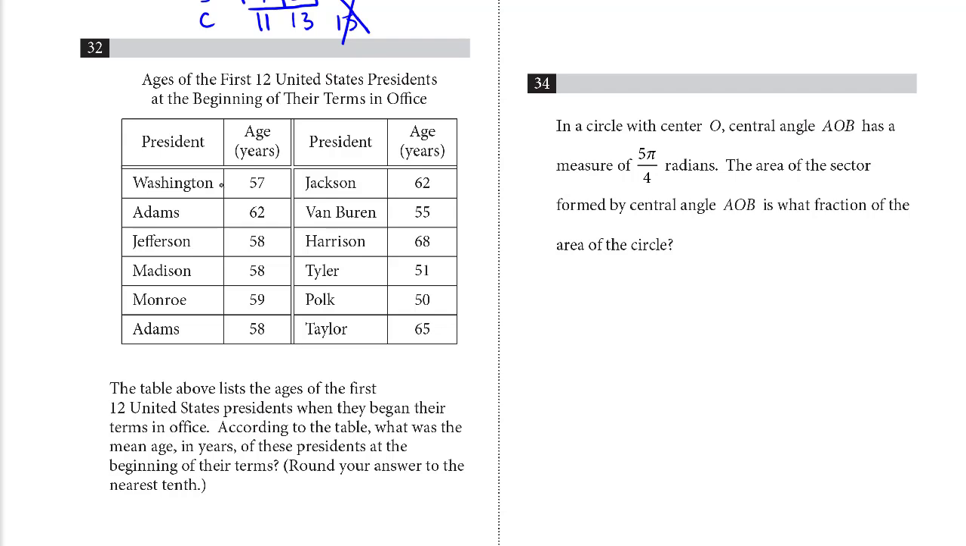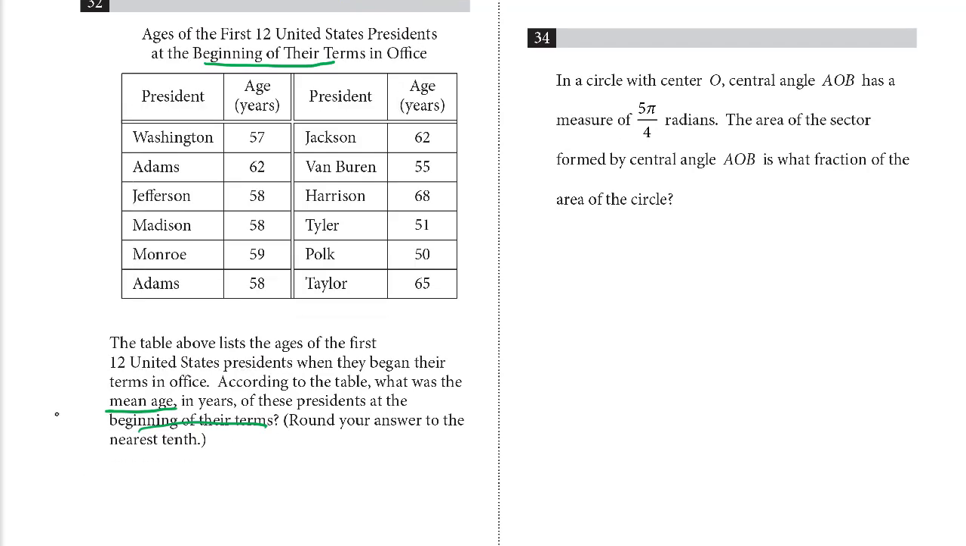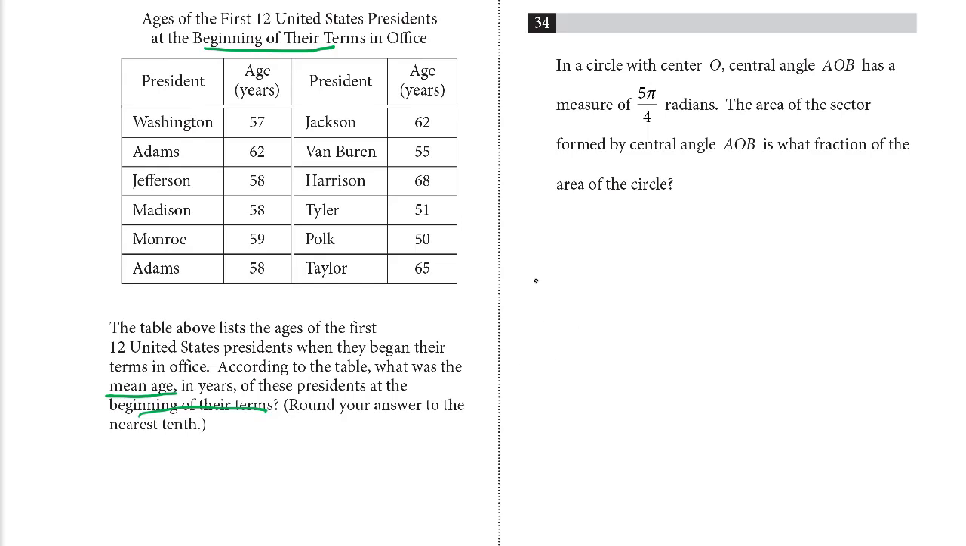The ages of the first 12 U.S. presidents. Okay, we've got a table of 12 numbers. What do they want? When they began their terms in office, according to the table, what was the mean age in years of these presidents at the beginning of their terms? Let's double check that the data is the beginning of the terms. Okay, we just simply need to calculate the average, or the mean, not the median.